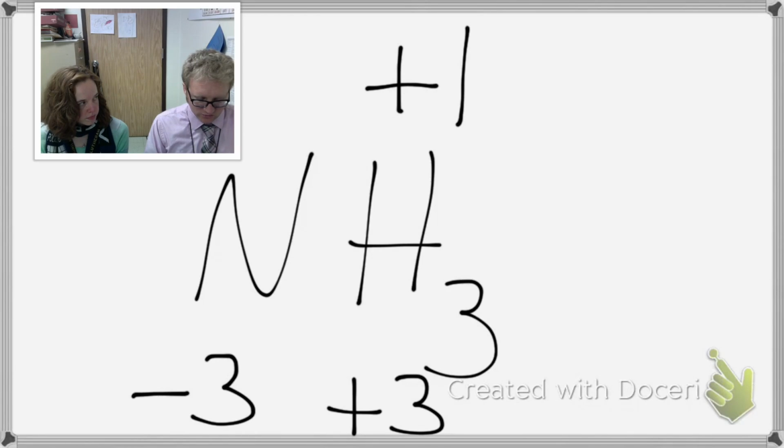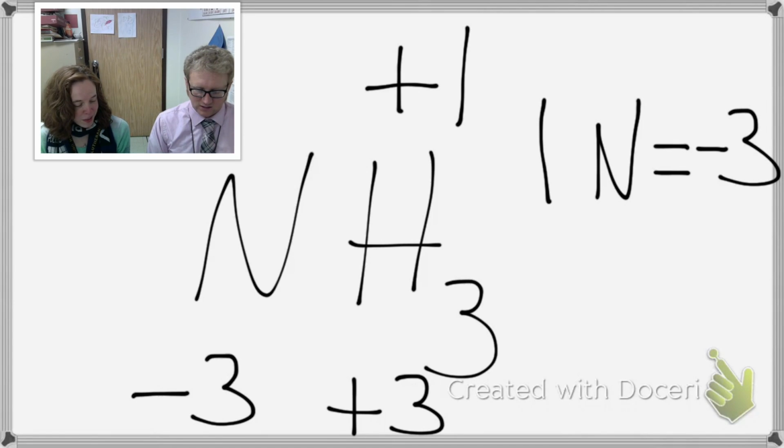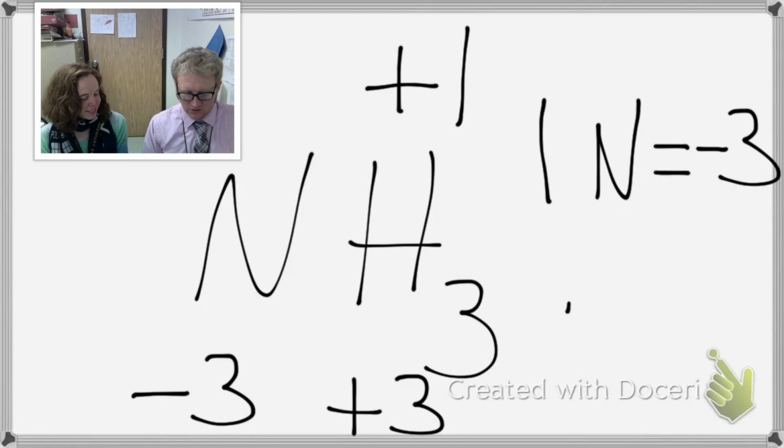And so now I need to do the algebra to figure out the oxidation number on the nitrogen. Okay, so we can write that if we want to. We have 1N, and that equals -3. So if 1N equals negative 3, what does N equal?